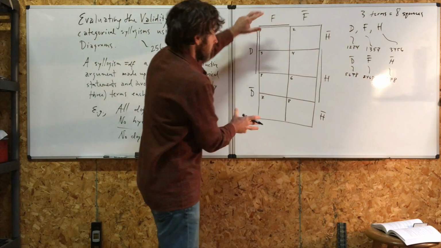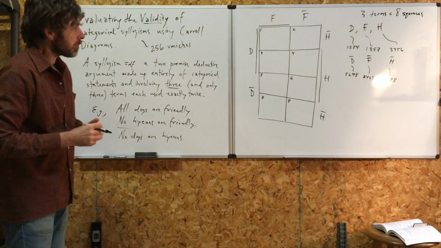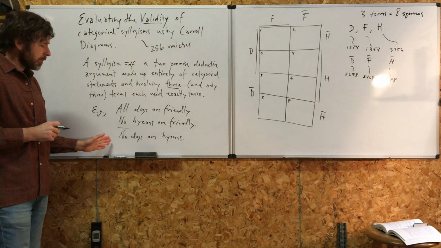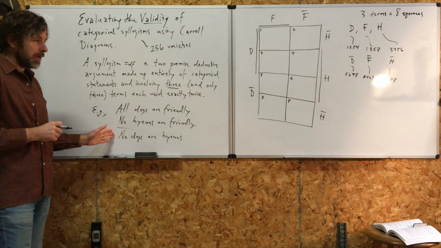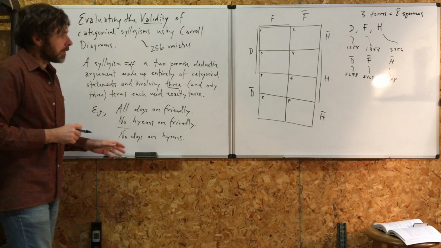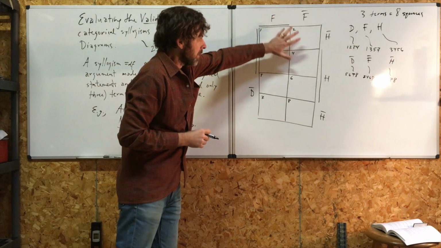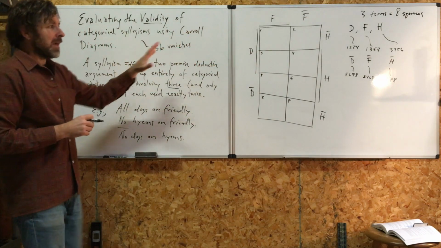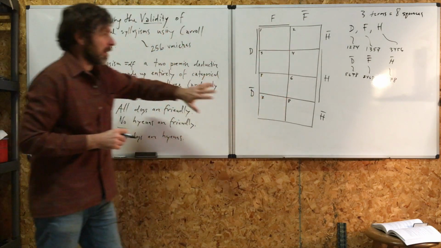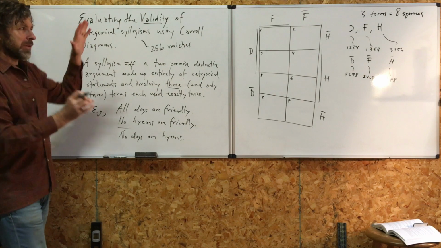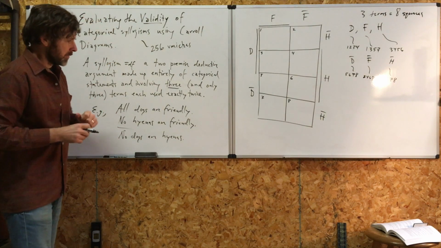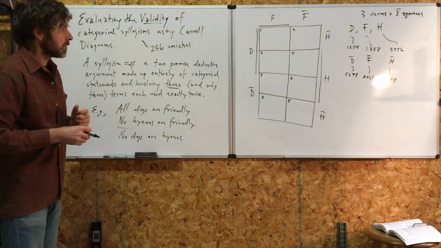Okay? So I'm going to leave this for a second and look at that. So we have the categorical syllogism that we're going to be testing for validity. And we set it up this way in a Carroll diagram. Now, we haven't said anything yet in this diagram. We haven't symbolized it at all. But this is the initial setup. You've got to get that right. Otherwise, you won't be able to do an accurate Carroll diagram.